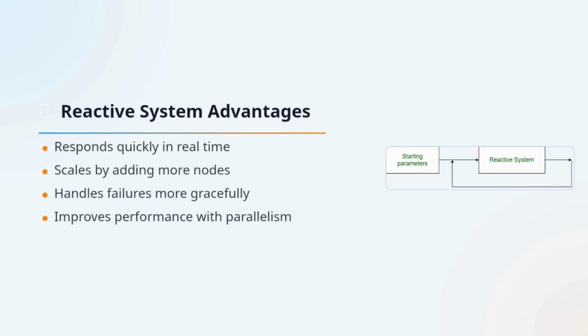Reactive systems are powerful when fast response is required. They are designed for real-time responsiveness, which is very useful in gaming, robotics, and live data processing. They can also scale horizontally by adding more servers or nodes when demand increases. Along with that, they often support fault tolerance and better performance through parallel and distributed processing.